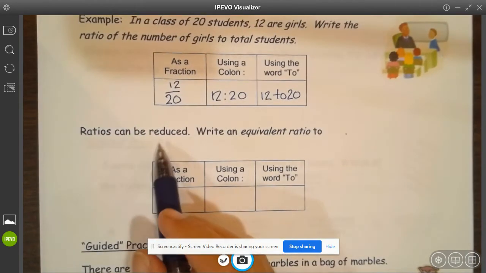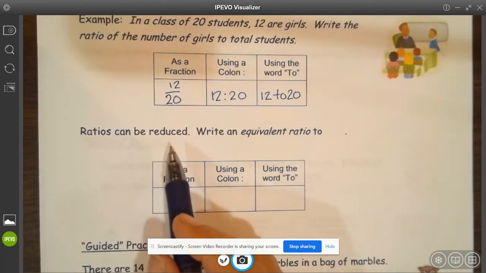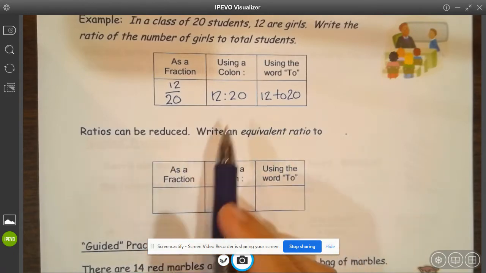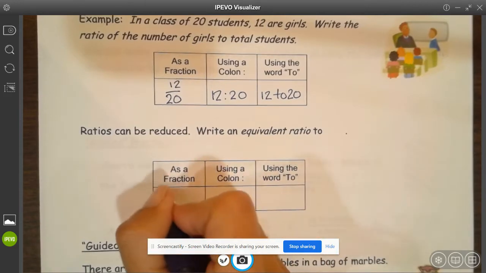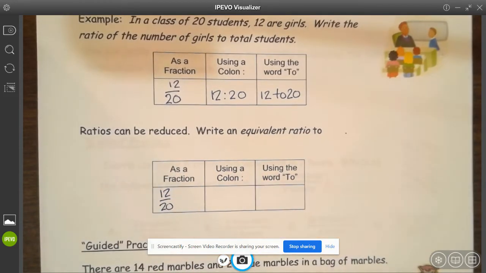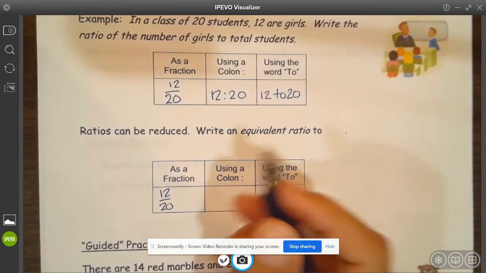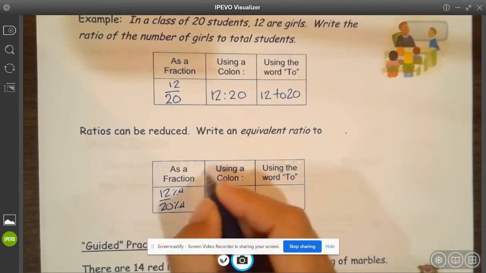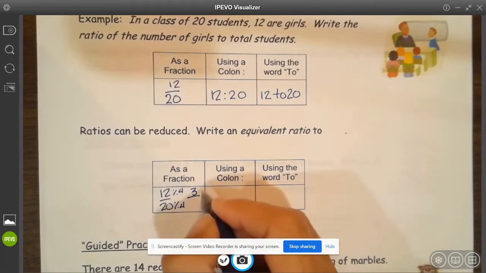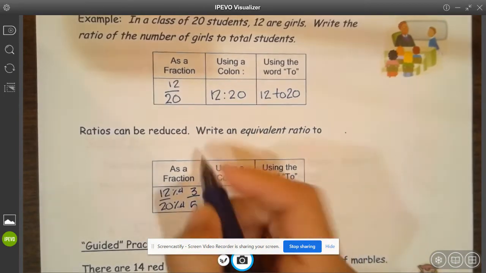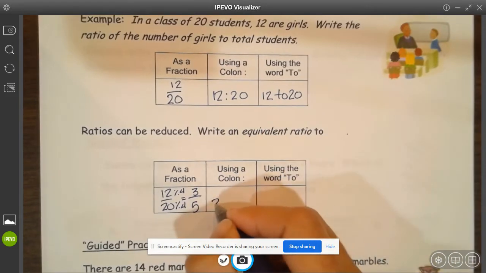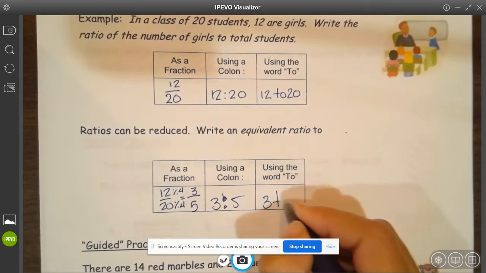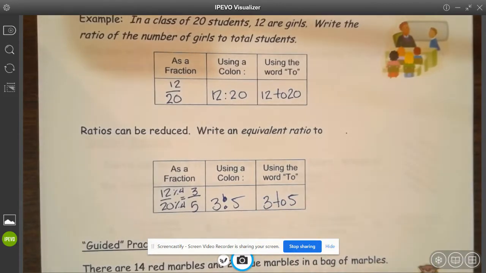Ratios can be reduced. That means that you can divide the fraction. If the fraction divides, then you should write an equivalent fraction ratio. So we have 12 over 20. We can divide by the highest number that divides both top and bottom. So let's find 4. 12 divided by 4 is 3, and 20 divided by 4 is 5. And that's the lowest it can be. Using a colon, 3 to 5, and then using the word, 3 to 5. These are the three ways you can write a ratio.